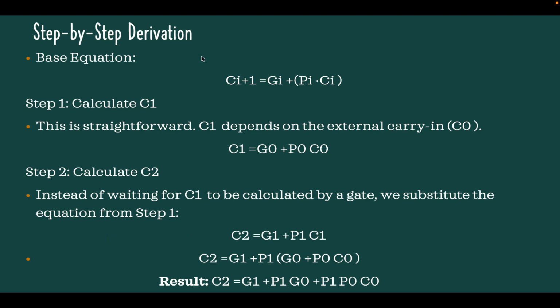The base equation is definitely the next stage carry equation. Now to calculate C1, the carry of the first adder, C1 is equal to G0 plus P0 into C0. Similarly, when I go to C2, my C2 will be G1 plus P1 C1. So I'll replace this C1 with this, and I'll get G1 plus P1 times G0 plus P0 C0. So I'll get the resultant equation by multiplying: G1 plus P1 G0 plus P1 P0 C0.